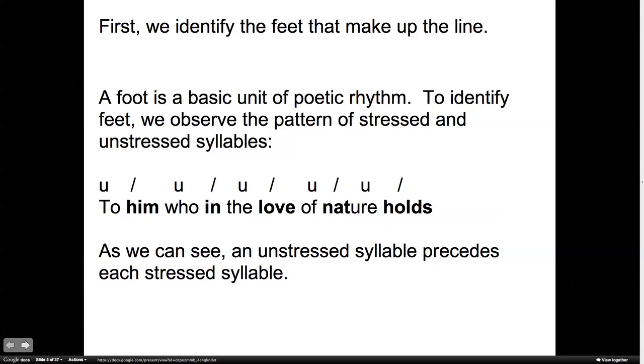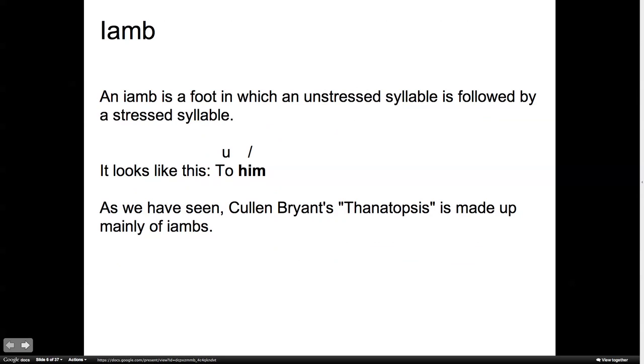In this case, as we can see, to him who in, the stressed syllable is always preceded by an unstressed syllable. So this is an iamb. An iamb is a foot where an unstressed syllable is followed by a stressed syllable, as in the first 2 syllables of Cullen Bryant's poem, to him. So we've seen the whole poem, Thanatopsis, is made up mainly of iambs.